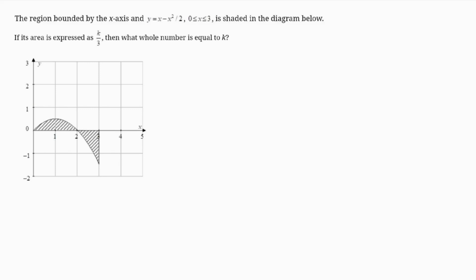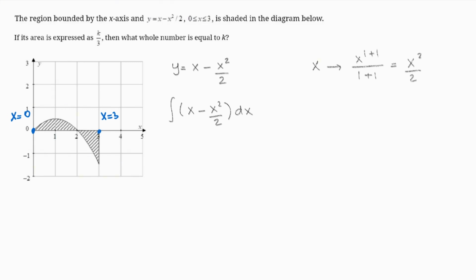We are looking for the area bounded by y equals x minus x squared over 2, and the x-axis from x equals 0 to x equals 3. So, let's start by finding the integral of the function x minus x squared over 2 dx. The first term to integrate is x. Using the power rule, x becomes x squared over 2. Now, for the second term, negative x squared over 2. Using the power rule, it becomes negative x cubed over 6.